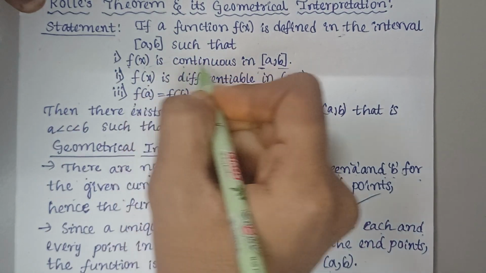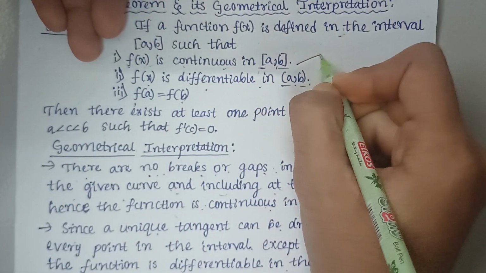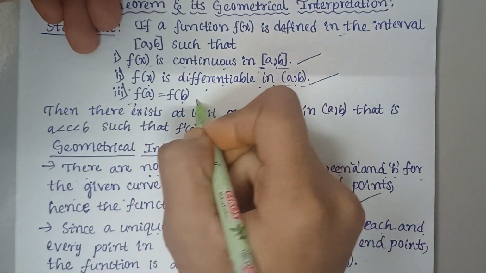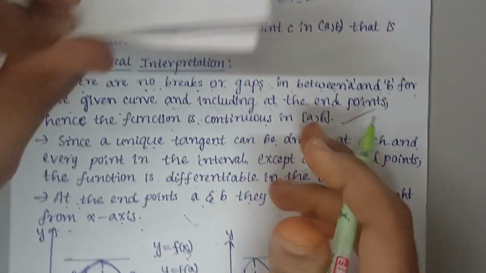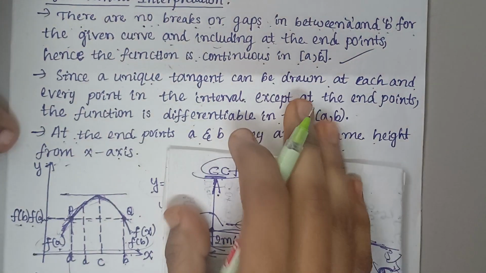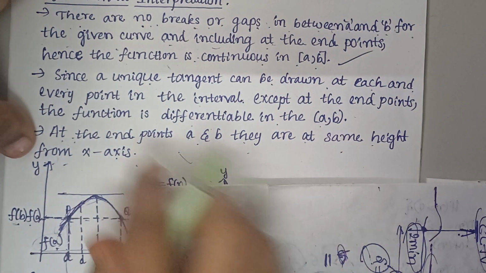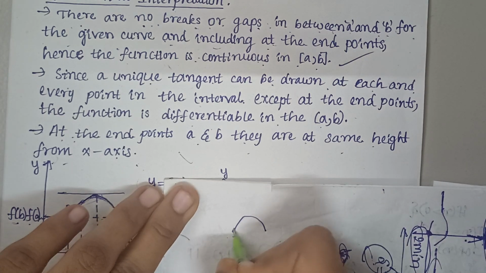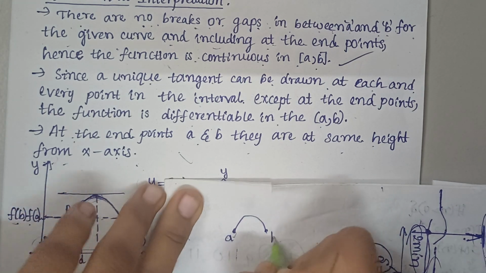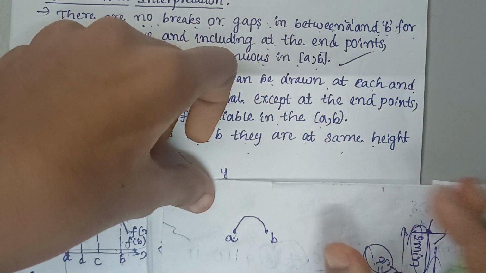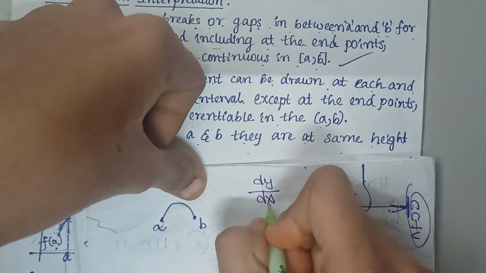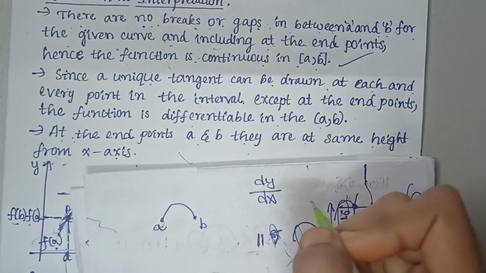That is, f of x is continuous in closed interval a comma b, f of x is differentiable in open interval a comma b, and f of a is equal to f of b. But here, in order to get more clarity about this second point, see, this is how our graph is, right? And this is our point a and this is our point b. What is differentiation actually? It means like dy by dx. It means like you're just calculating simply slope, right?